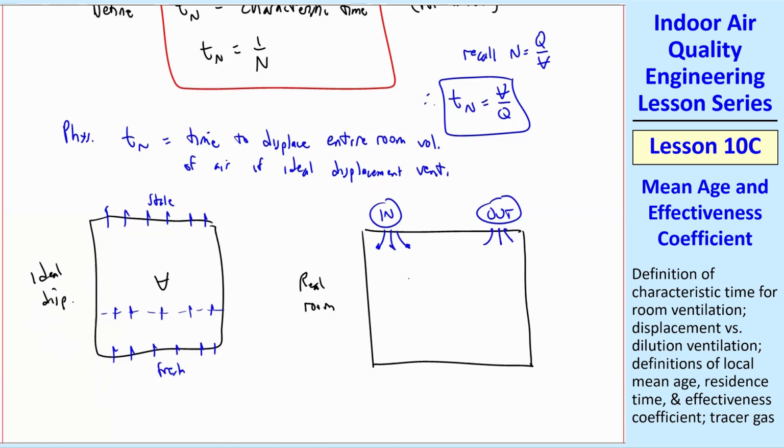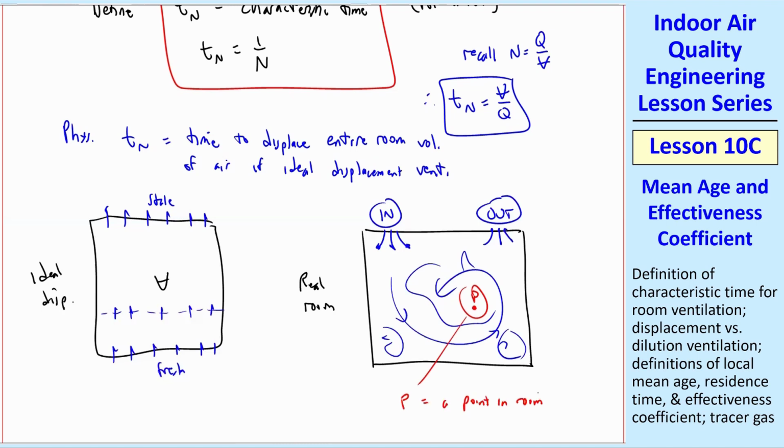So what happens is you get some big eddies in this room, and you might get some recirculation in here like that, and you get a lot of turbulence and stuff mixing up. Even if there's no fan, you're still going to get something like that. So what we're going to do is pick some point P in the room, and we'll put sensors there so we can do some analysis of that.